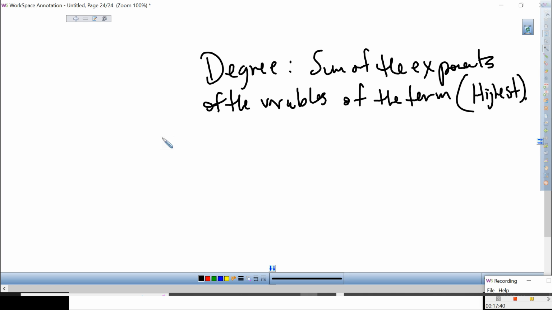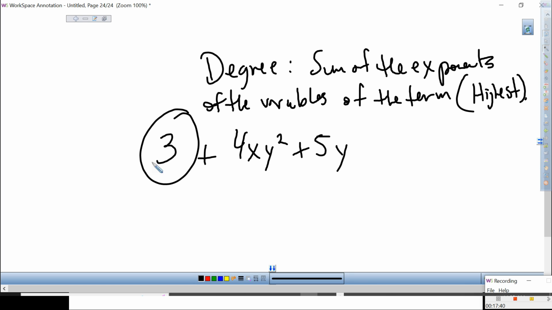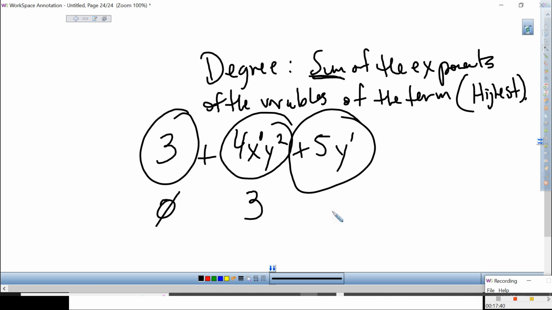Look up, please. Let's say I gave you 3 plus 4xy squared plus 5y. All right. So it says here a degree is the sum of the exponents on the variables. Question, does this one have a variable? No. So this is 0 degree. Look at this one. Does this one have variables? Yes, so we're going to add the exponents. So what is 1 plus 2? 3. Okay. Does this one have a variable? Yes, so this is 1, so this is degree of 1. So we're going to go with the what? Highest. So the degree of this polynomial is 3.